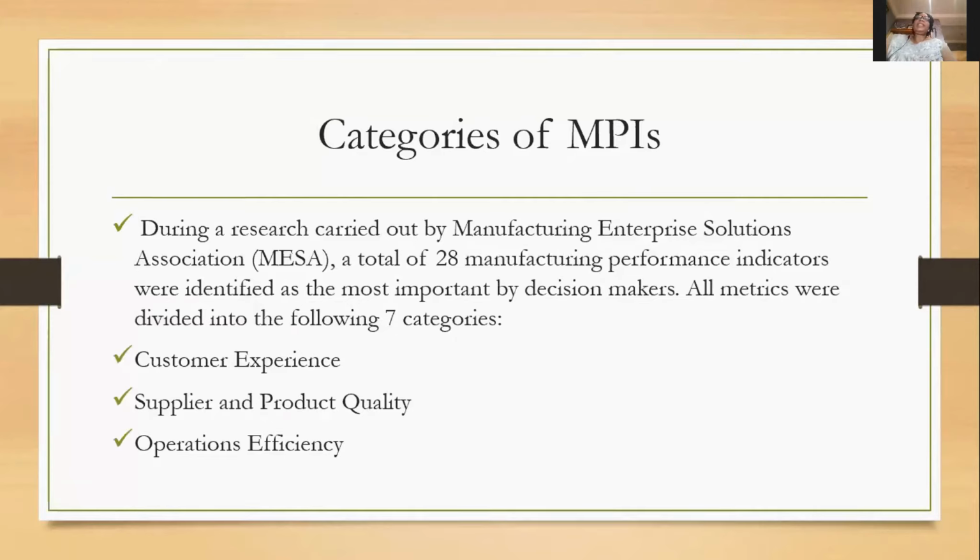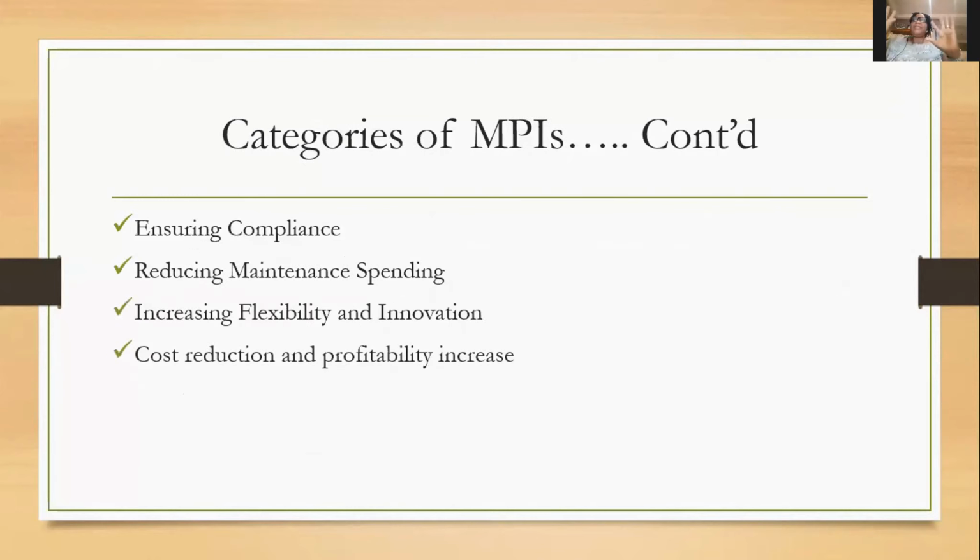Operations efficiency, ensuring compliance, reducing maintenance spending, increasing flexibility and innovation, cost reduction and profitability. Cost reduction and profitability increase. These are the 7 categories of the MPIs that the 28 indicators were shared into.